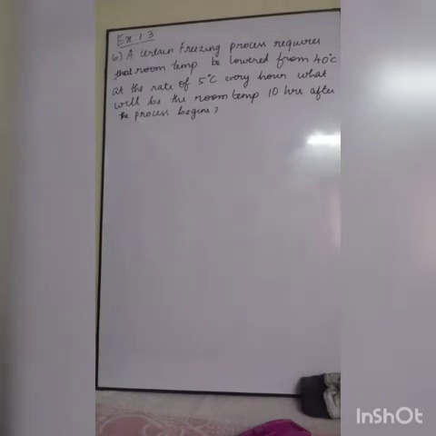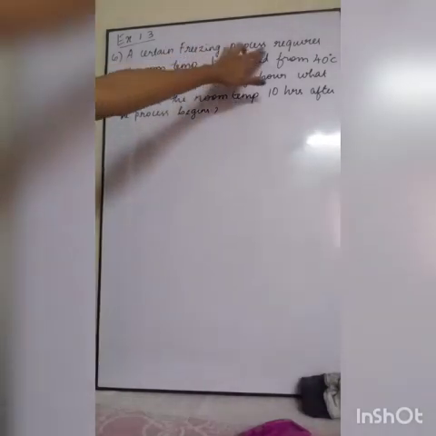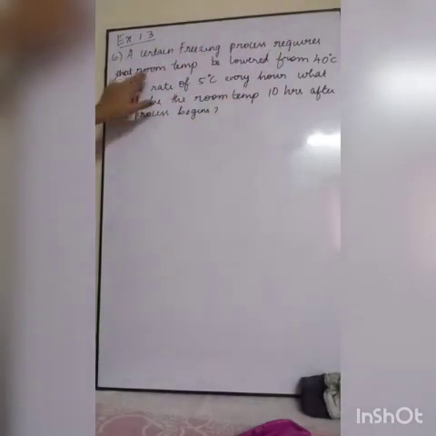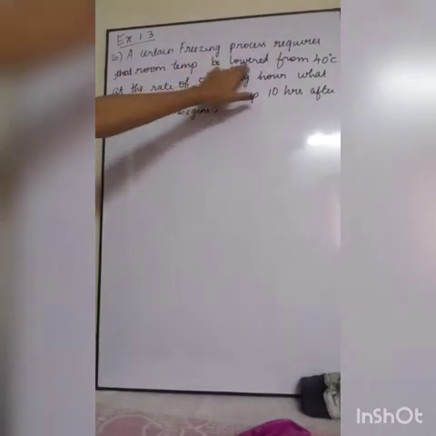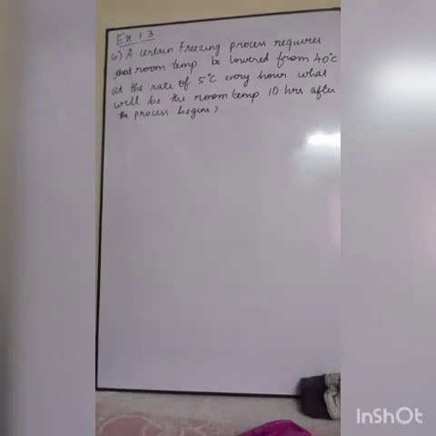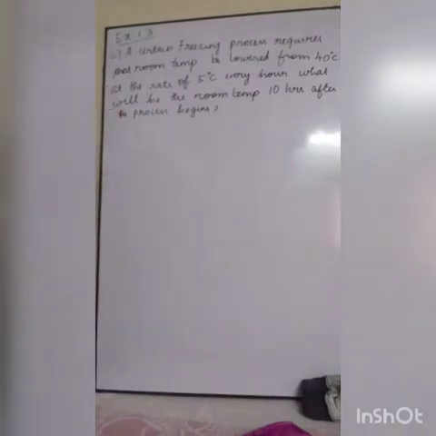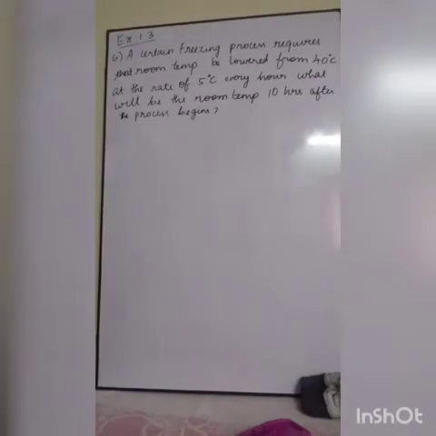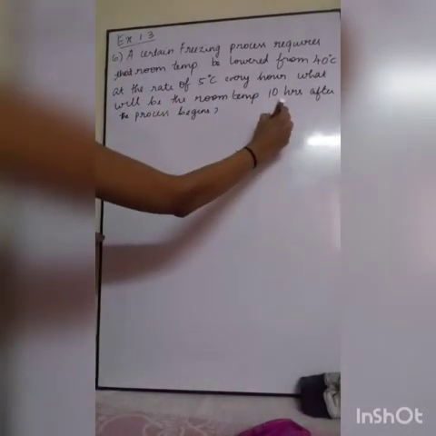The sixth question is a general situation question. They have given a general situation, and based upon the situation we have to solve the answer. A certain freezing process requires that room temperature be lowered from 40 degrees Celsius at the rate of 5 degrees Celsius every hour. First, there is one room which has a temperature of 40 degrees Celsius.